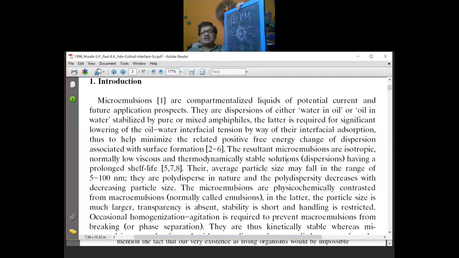Milk is an example of a naturally occurring emulsion, where fat is dispersed in water with the help of milk protein. So milk protein acts as the emulsifying agent, where fat, meaning oil, is dispersed in water.